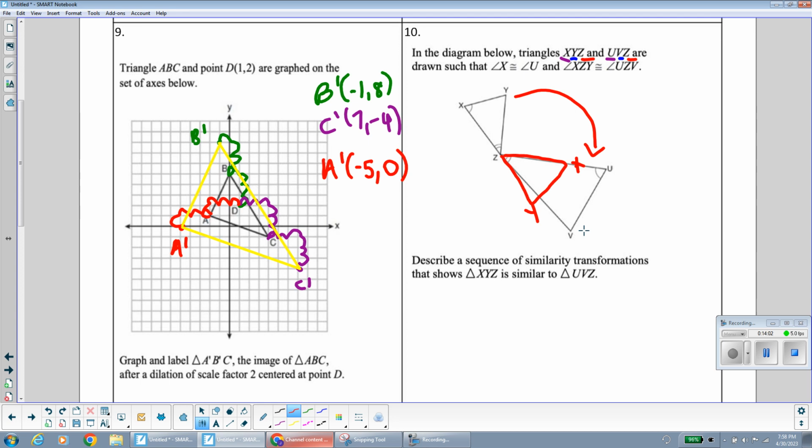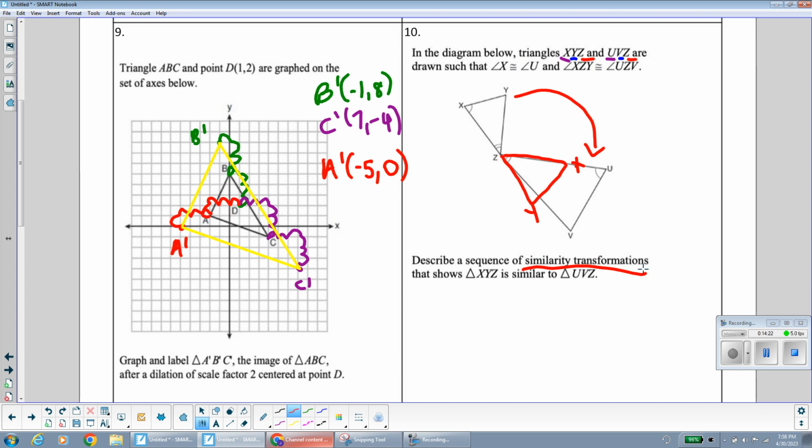Also, it's a similarity transformation. And we know that all of the other transformations, reflections, rotations, and translations, are rigid motions. They make congruent figures, not similar figures. So if it's talking about similarity transformations, it's going to be talking about a dilation. So I am going to have to describe a dilation here.